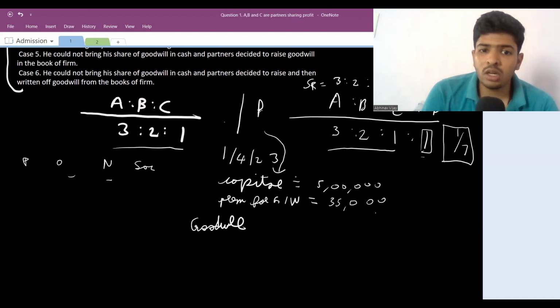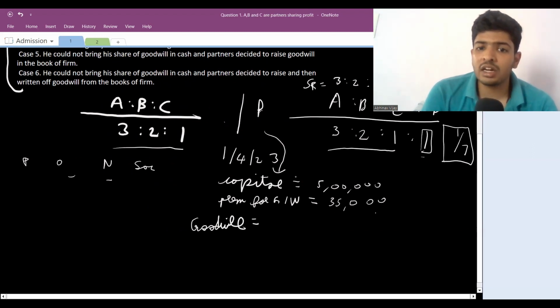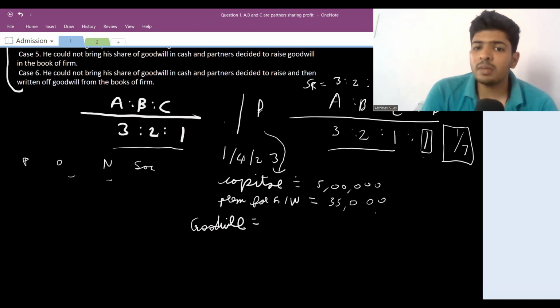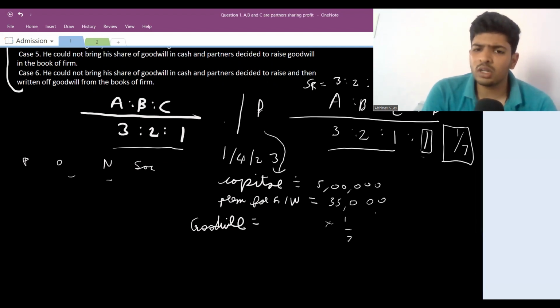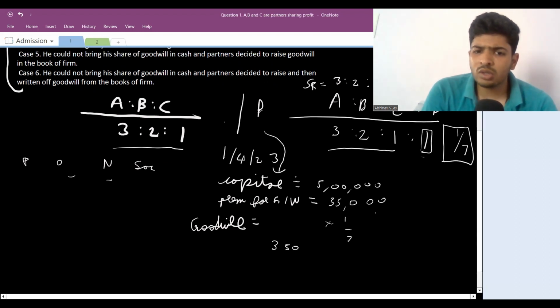We write the self-generated goodwill calculated at the time of D's admission, and we multiply it into his share, that is 1 by 7th. Correct? But here they're directly telling his share. So in that case, how do you find total goodwill? Simple. 35,000 into 7. That is total goodwill, so 2,45,000.